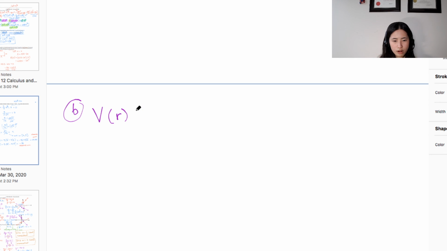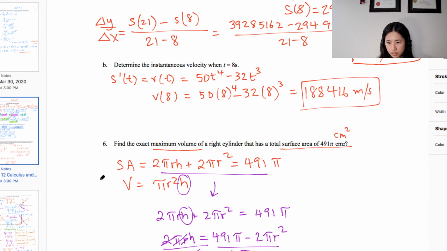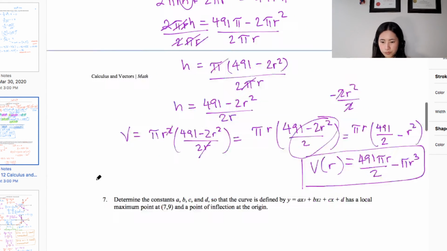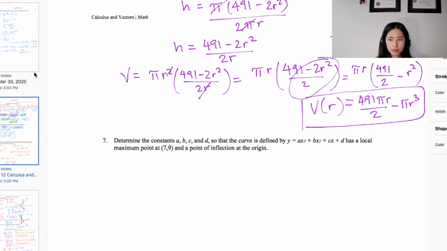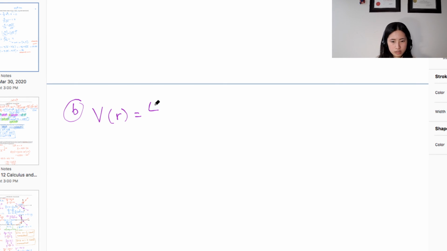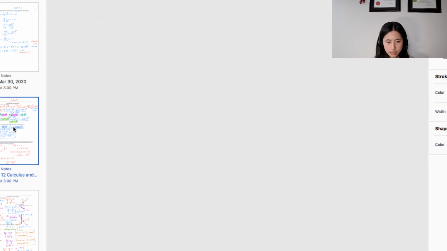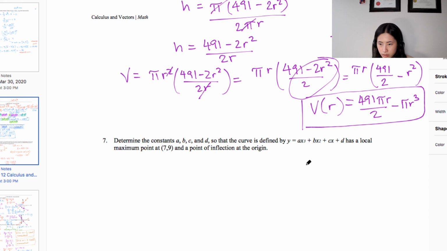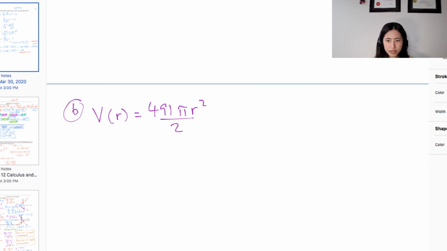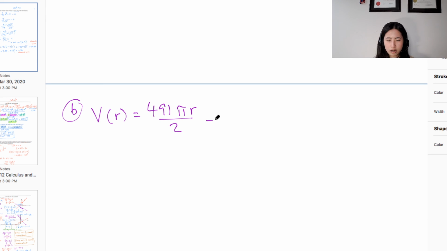So we said V of r is equal to 491 pi r squared, and this is divided by 2, I believe. Sorry, pi r divided by 2. And this is minus pi r cubed.